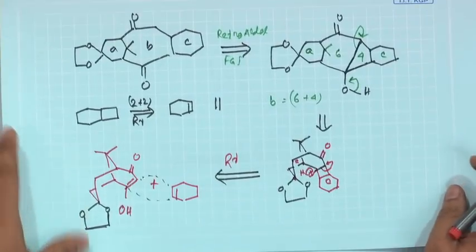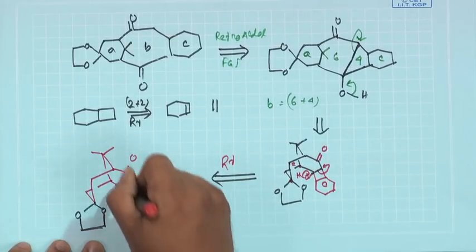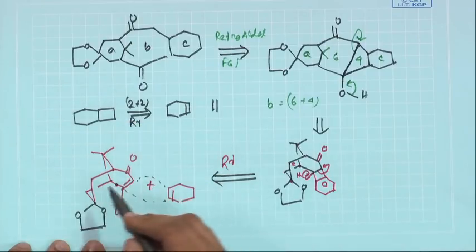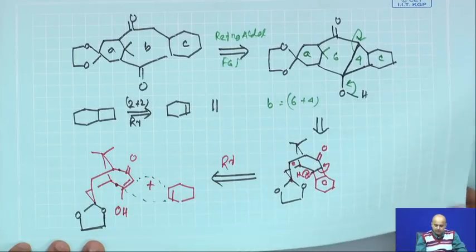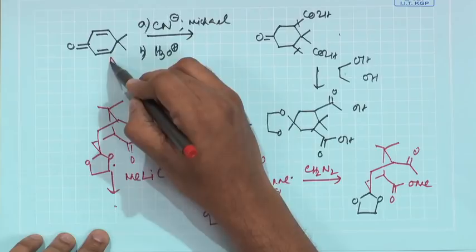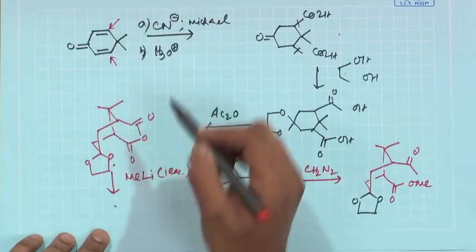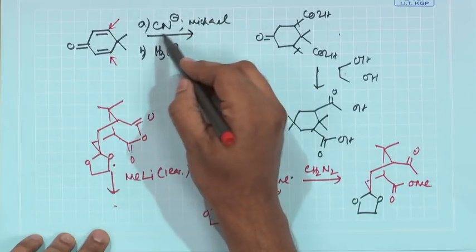So, this is also an exo-endo mode of disconnection. Once you think about this compound, these particular rings are exo to one ring and endo to another ring. Now, what we basically considered is that we start with a cyclohexenone derivative, where at this point we add a carbon, and at this point we add a carbon. Now, this is initially coming from the cyanide nucleophile.